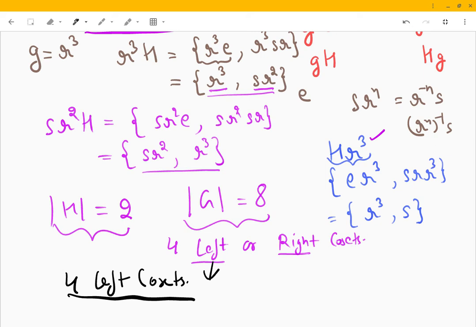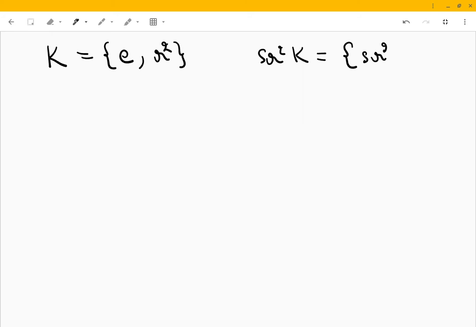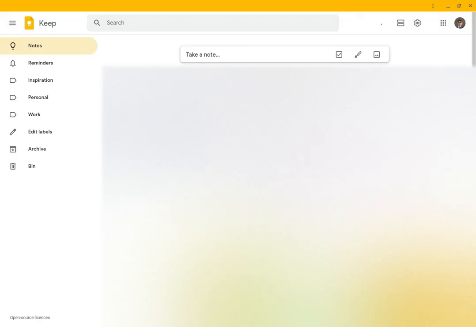Okay, and I think we still have a lot of time left. This seems to be a really short video, so I'll quickly take K to be E and R square, and let's take SR square K. Okay, so I get SR square and S, right? I'll get, oh, why am I rushing? I'm sorry. Wait a minute.